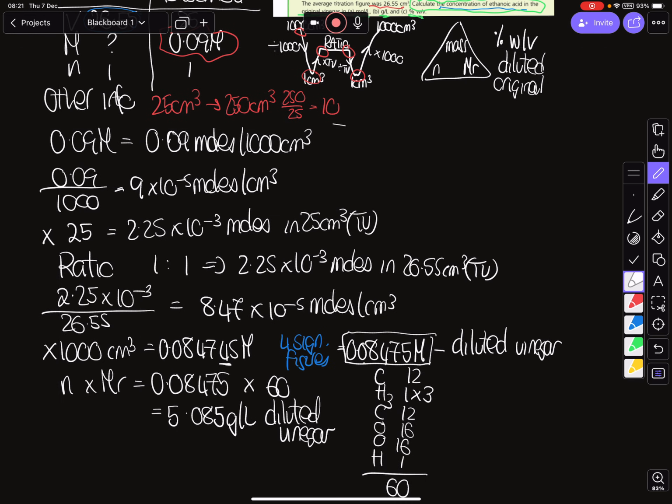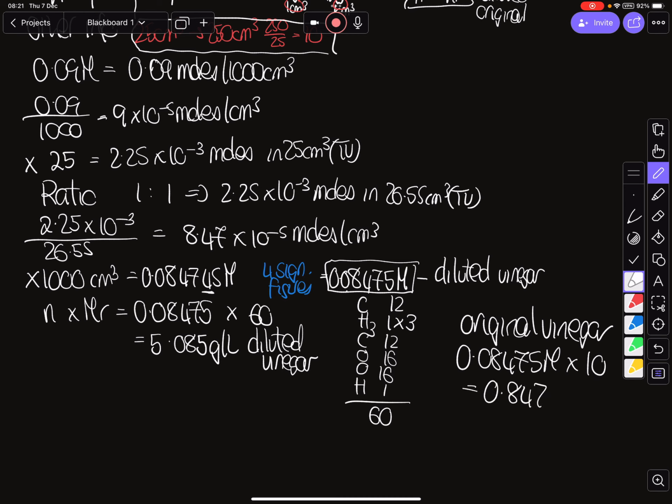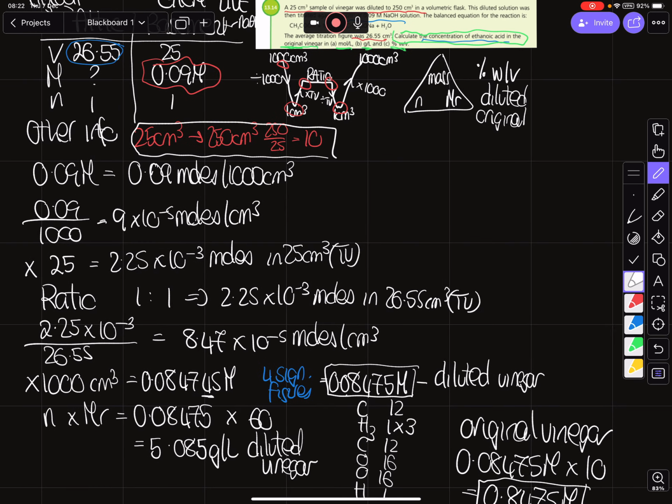We already know from up here that our dilution factor is 10. So to find out what's in the original vinegar, it becomes very straightforward. 0.08475 big M by 10 gives us my original concentration. So 0.8475 big M. This is going to be the answer to part A.